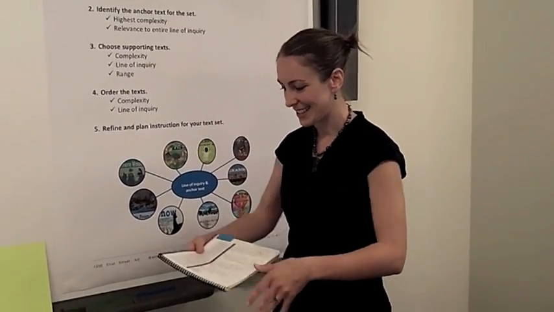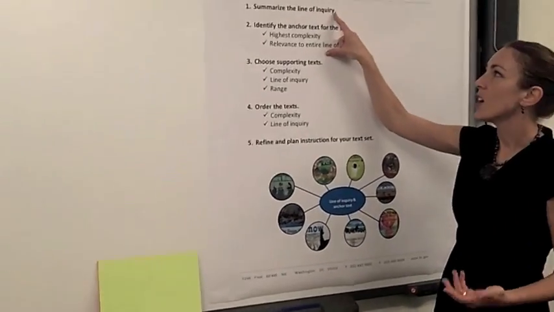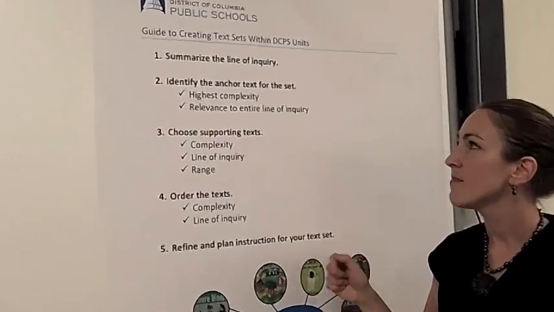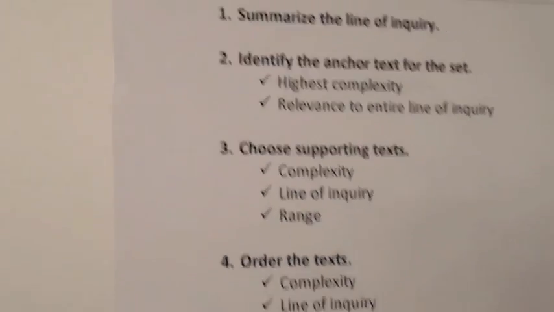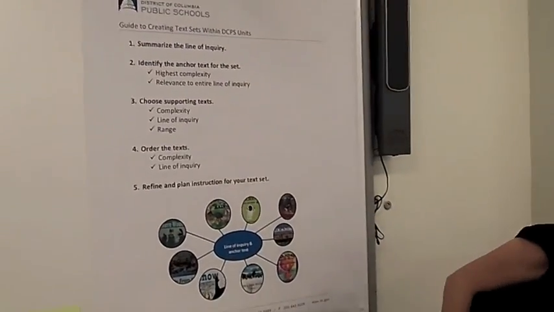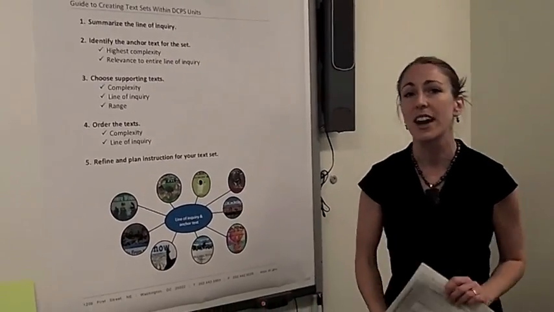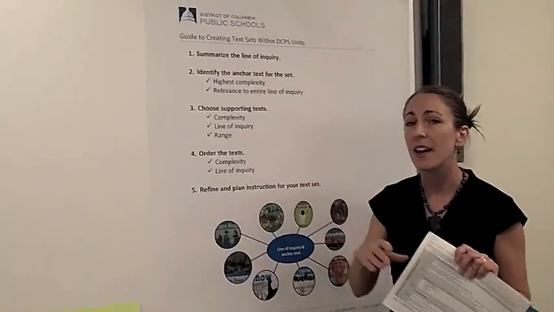So let's make a text set. The first two big pieces are to summarize your line of inquiry and to identify your anchor text. In DCPS, we are pretty lucky that we have some good thinking already done for our line of inquiry. So I'm going to start with that.